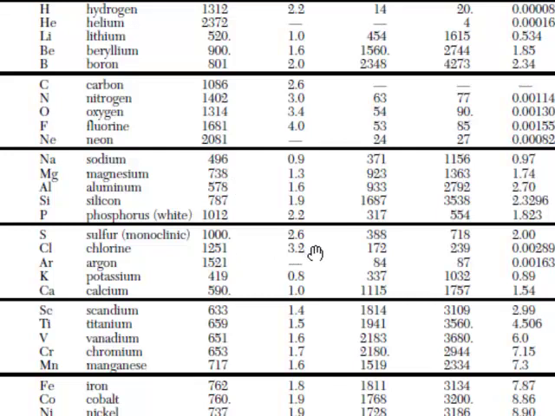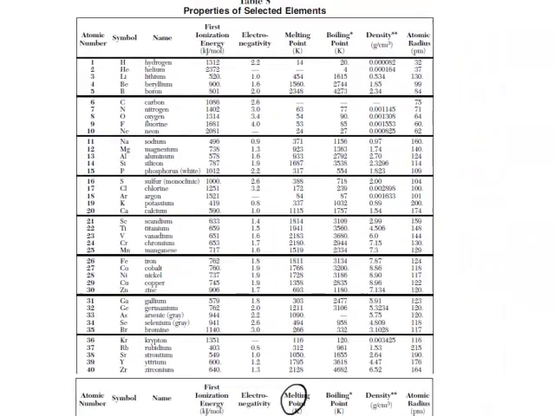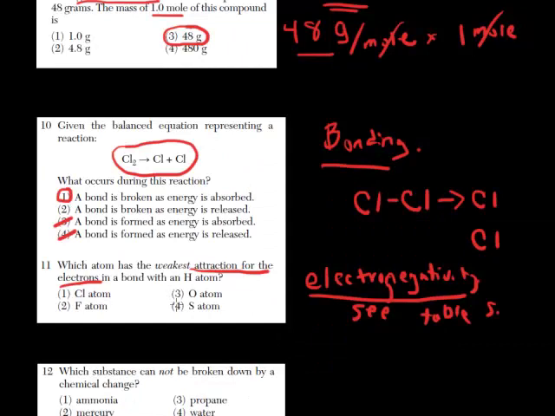That number is 3.2. Fluorine, 4.0. Here's your fluorine up here. Then we have oxygen weighing in at 3.5. This chart actually has 3.4. They've changed that value on the 2011 reference tables. And sulfur, clearly the smallest number at 2.6. So we're going to pick sulfur because it is the lowest number.